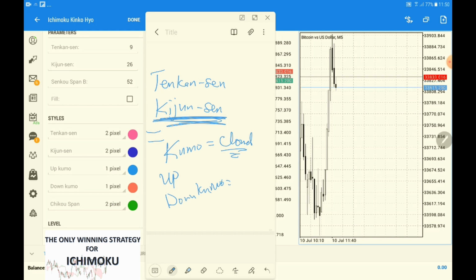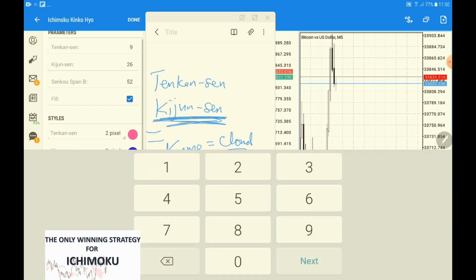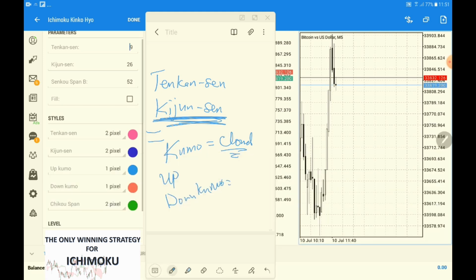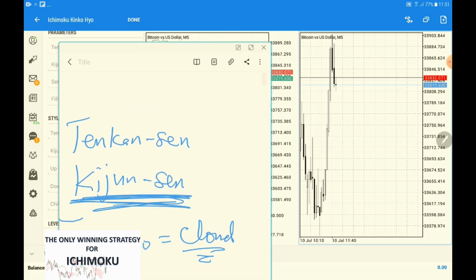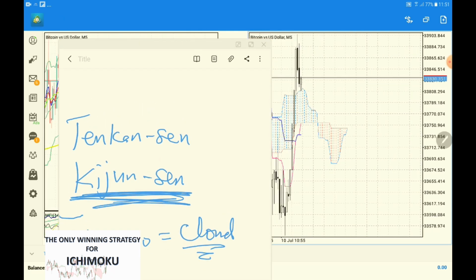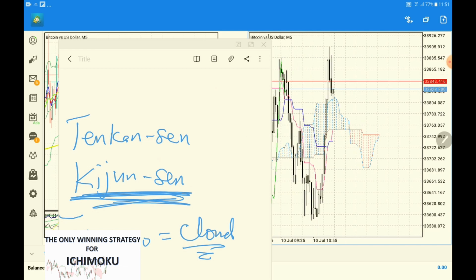So we will leave everything at default. We're going to leave everything at default, and then we have the fill. If you want the cloud filled, you can select that one. If you don't want it filled, you can uncheck that one, and then we will see how it all comes together when we click on done. So let me quickly expand my chart, because I don't want to confuse the whole thing with what I want to be talking about today. And click done right here. So we see our Ichimoku drawn right there.